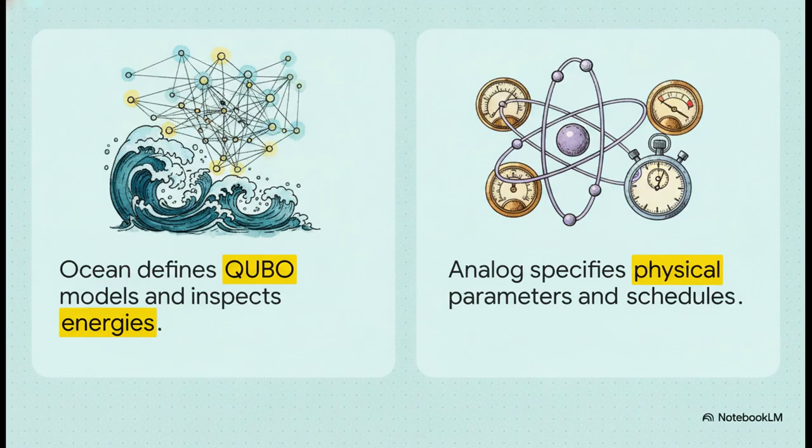You don't use gates for analog Hamiltonian simulation either. Instead, you specify physical parameters, things like atom positions, detunings, amplitudes, interactions, and time schedules. Make no mistake, these are first-class quantum programming workflows, not just alternative spellings of circuits.